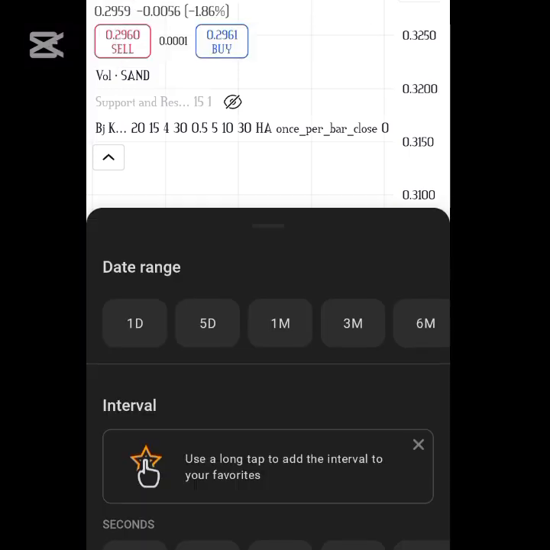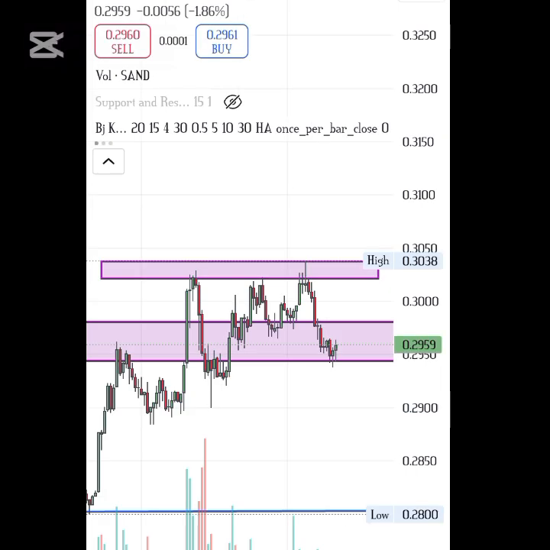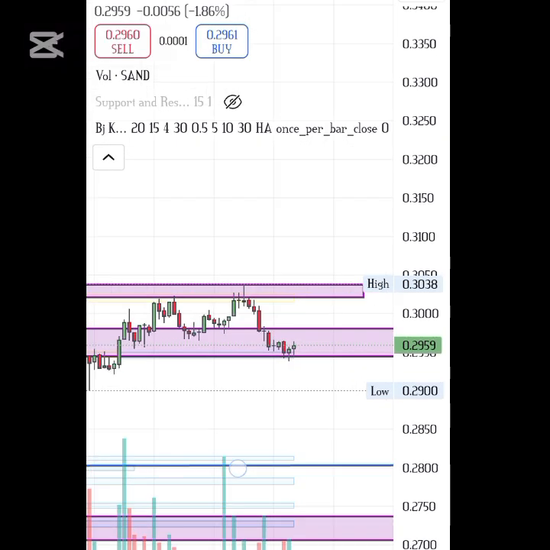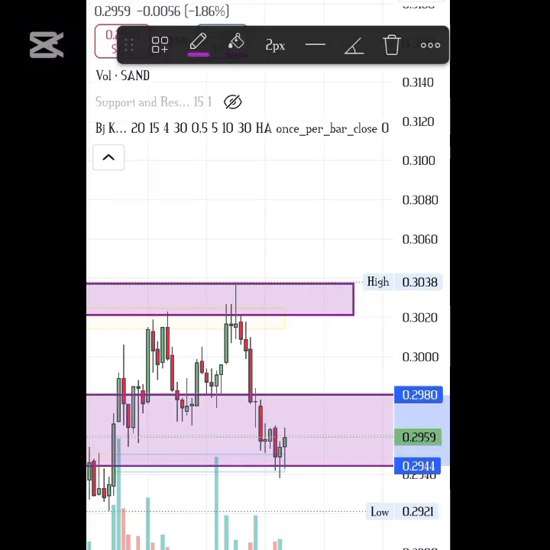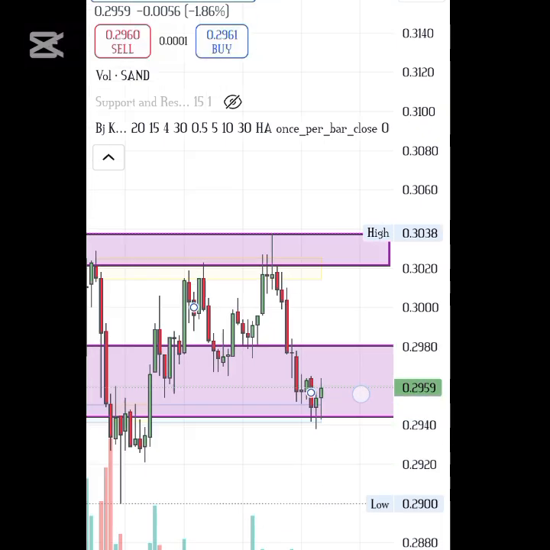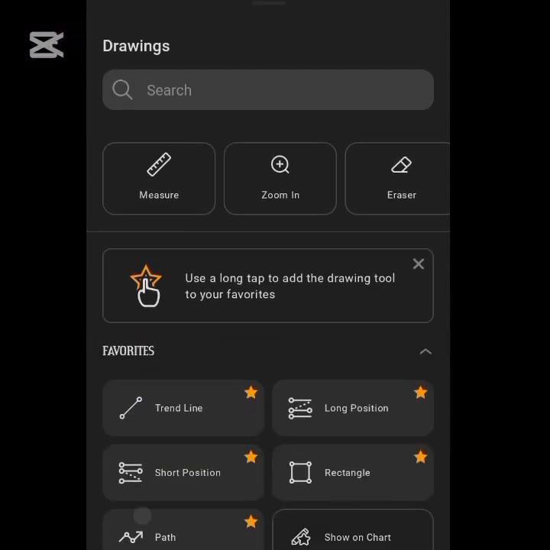So we are on the 15-minute time frame. Let's go to the 30 minutes time frame. So now you can see the area it reacted off on. You can see it here. And then if you can see this, it's a little bit light.